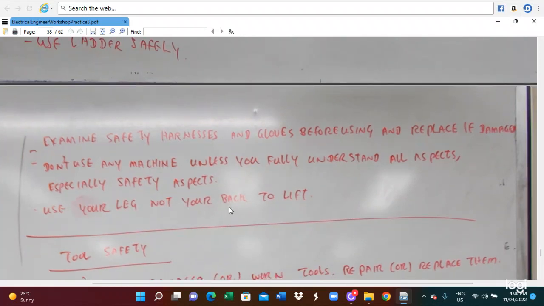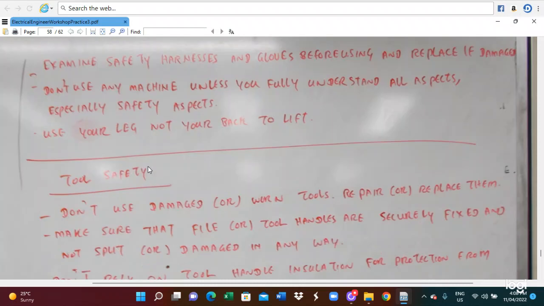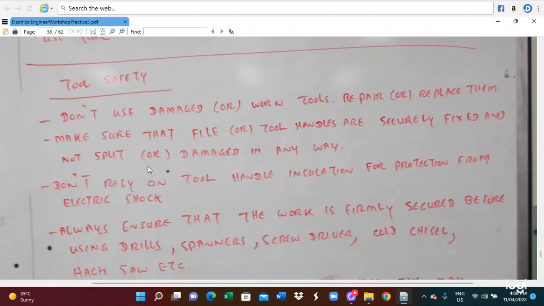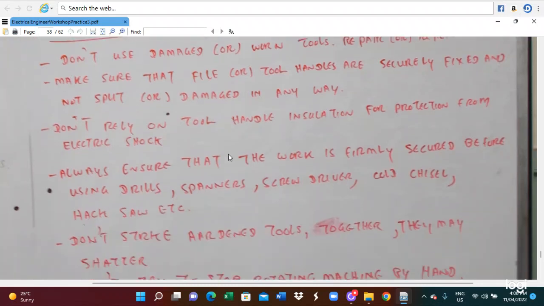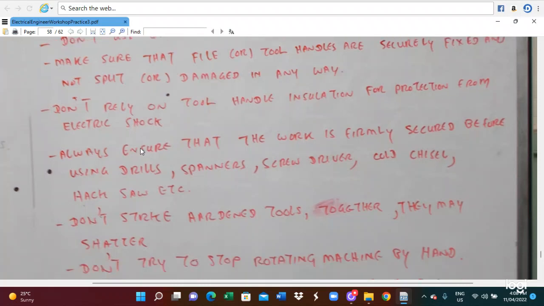Check the safety harness and glasses before using and replace if damaged. Don't use any machine unless you fully understand it in all aspects, especially safety aspects. Use your legs, not your back, to lift. Don't use damaged tools; repair or replace them. Make sure that the file or tool handles are securely fixed and not split or damaged in any way. Don't rely on the tool handle insulation for protection from electric shock.